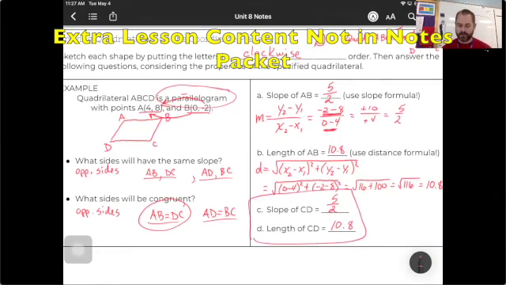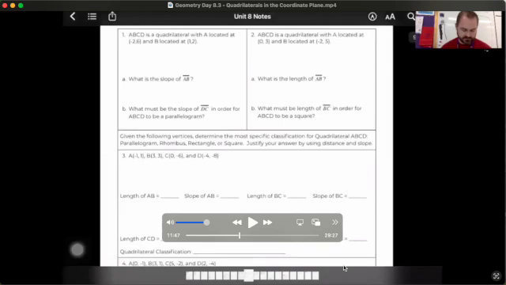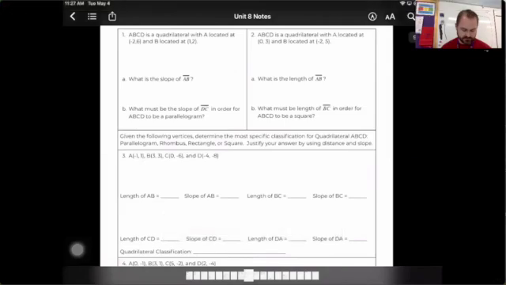Okay? Let's try another set of examples. Go ahead and turn the page. Now this is where we pick back up with what you see in your note packet, so please make sure that you are following along and writing things down in the guided notes as you're watching this video.